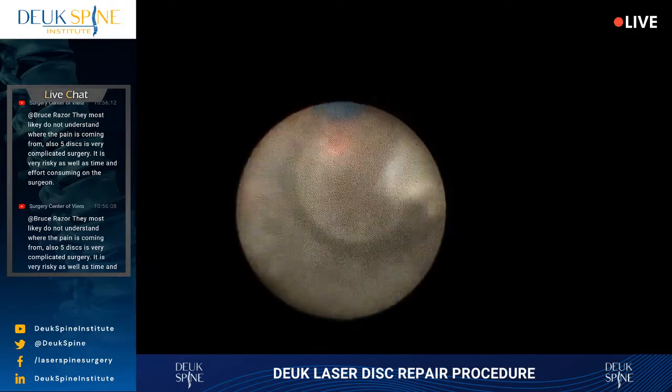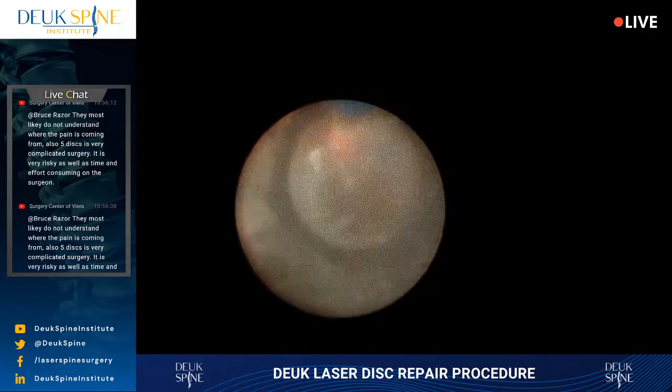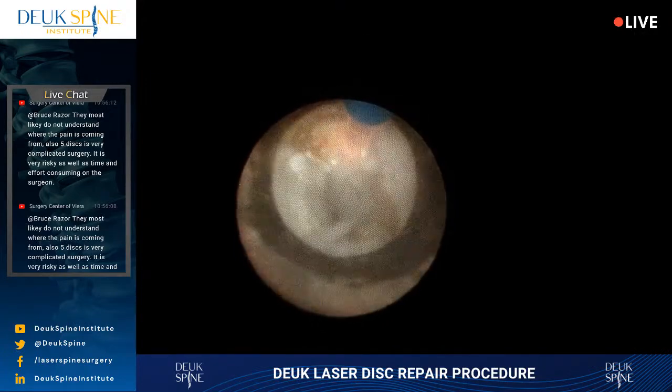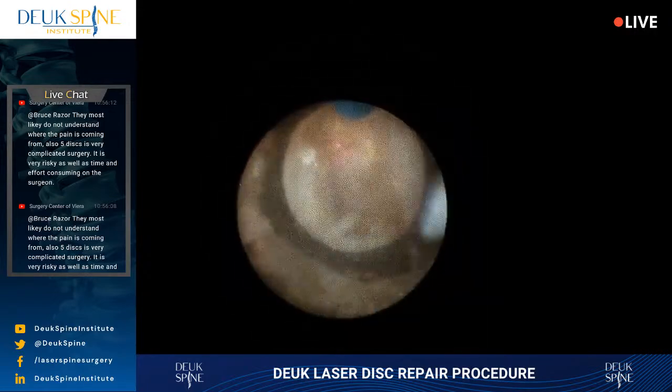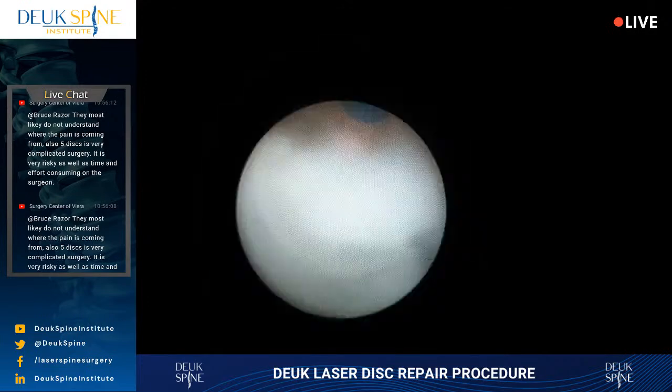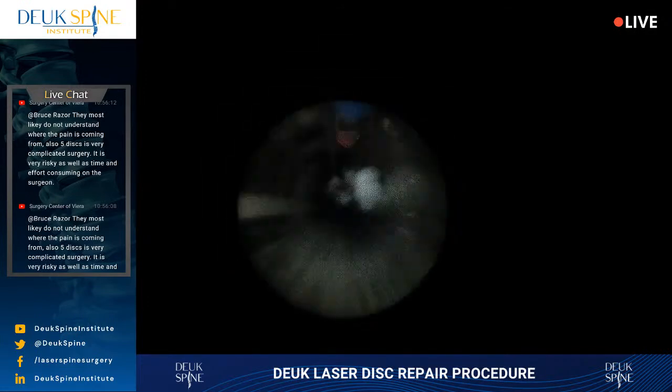All right, this is all scar tissue here, this canyon. And we're just zapping away herniated disc and scar tissue. There is no tool in the world that can do this besides the laser. So when people make fun of laser spine surgery, they have no clue what they're talking about.